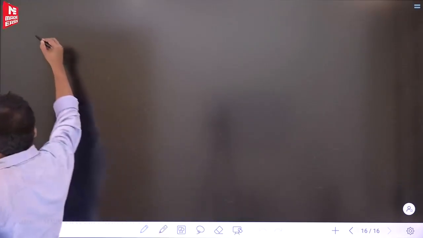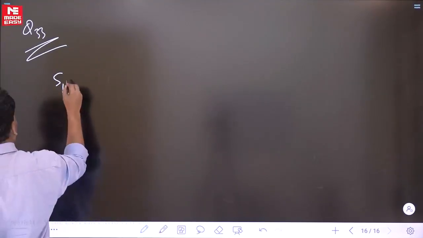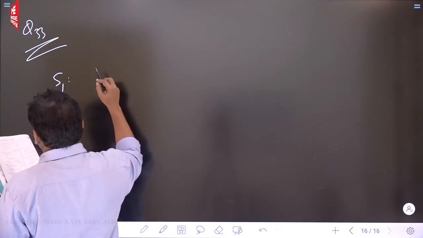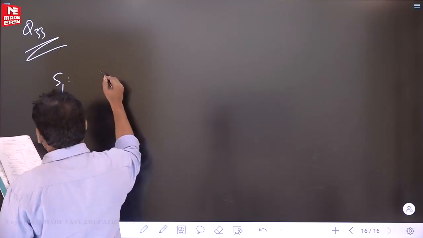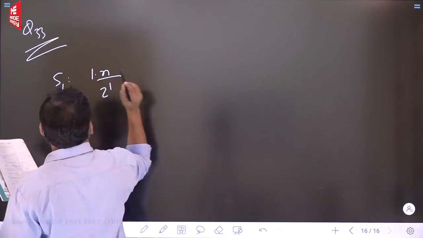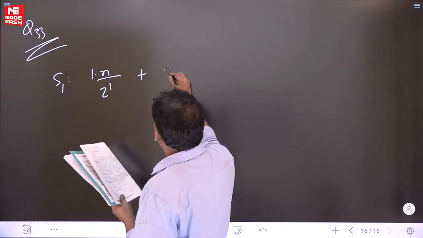Go to the question number 33. Right, question number 33. Let's see the S1. What is the S1? If you see the S1, r ranges from 0 to log n minus 1, n r by 2 power r. So what is the answer? What is the first one? R ranges from 0 to log n minus 1. So first one, r value 0, total becomes 0. R value 1, what is the answer? N by 2 power 1. Here 1 is there. R value 2, what is the answer?